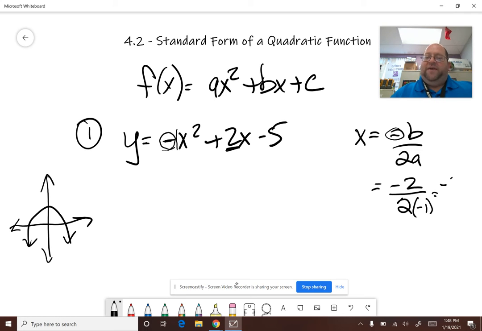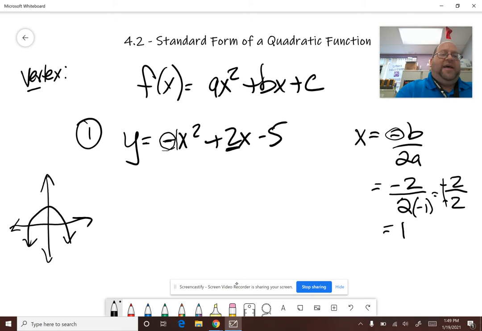So really what I have is negative 2 divided by negative 2. Well, a negative divided by a negative is a positive, so that goes away. 2 divided by 2 is going to equal 1. So what that told me right then was that my vertex, and I'm going to start writing this over here, my x coordinate is 1. I know that much already. Now I need to figure out what the y coordinate will be.